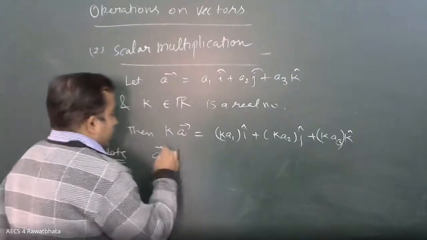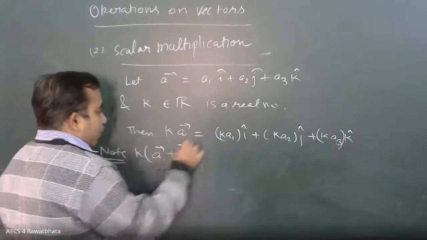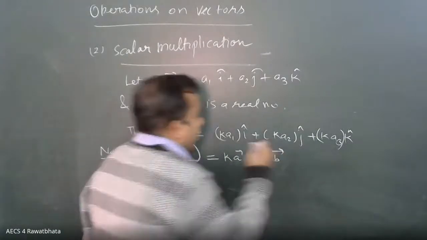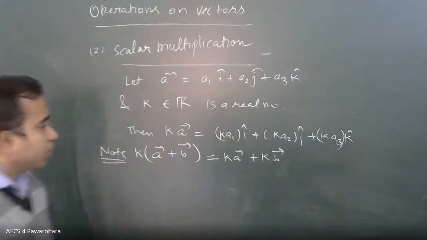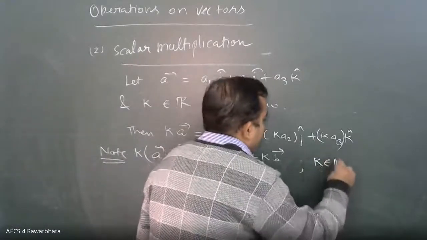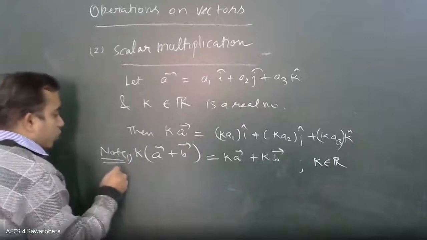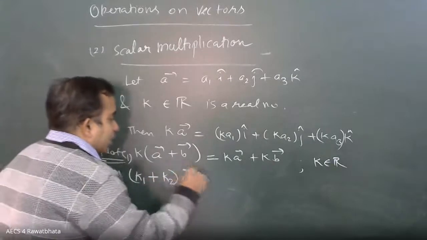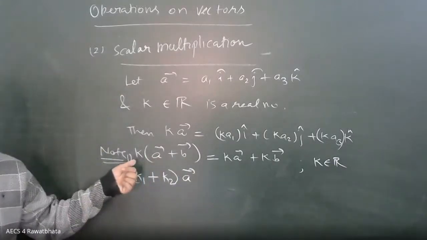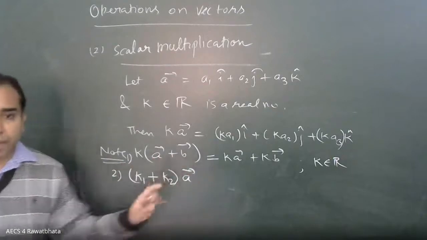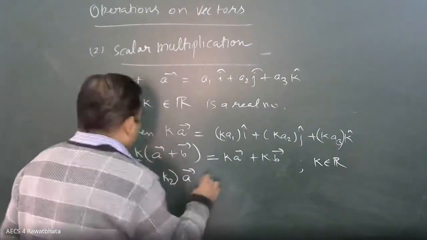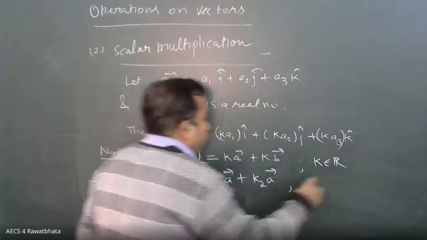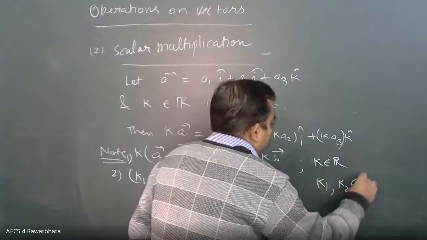Suppose there are two vectors, a vector plus b vector, and one scalar, you multiply with k, then it will be equal to ka vector plus kb vector. Something like distribution law. यहाँ पे k क्या है? K is a real number. This is one note. Another property is that suppose two numbers are there and one vector is there. यहाँ पे क्या था? दो vector थे, one scalar था. तो डिस्ट्रीब्यूशन लॉ हो गया. यहाँ पे भी डिस्ट्रीब्यूशन लॉ काम करता है कि दिस विल बी k1 a वेक्टर प्लस k2 a वेक्टर, where k1 and k2 are real numbers.